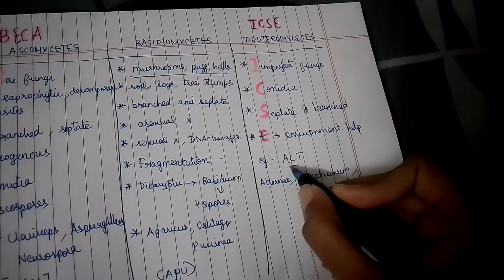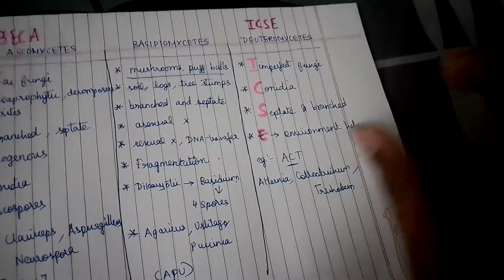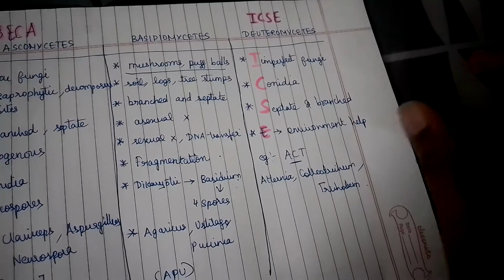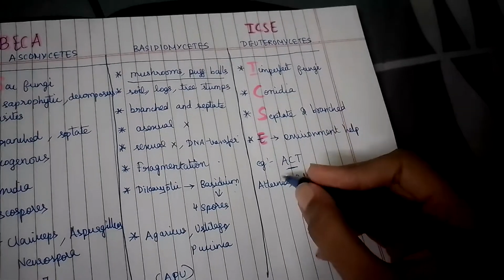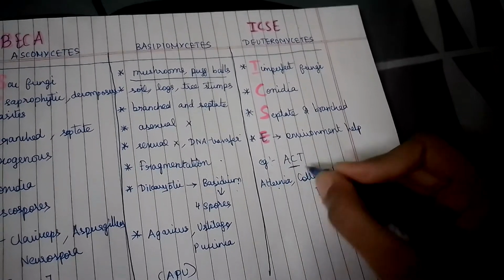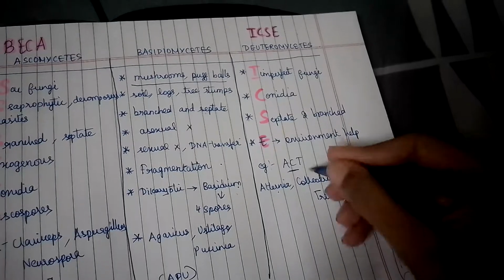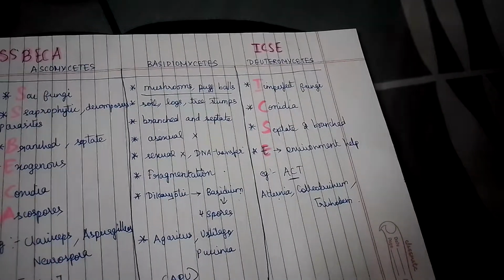An example is ACT. I hope everybody is familiar with this too. ACT, like Atlas fibernet, right? ACT means A, Alternaria, C, Colletotrichum and T, Trichoderma.